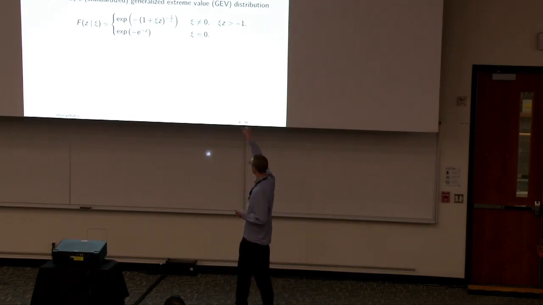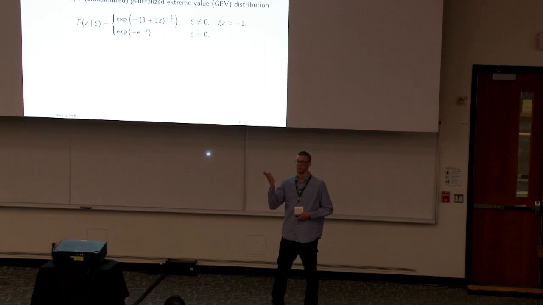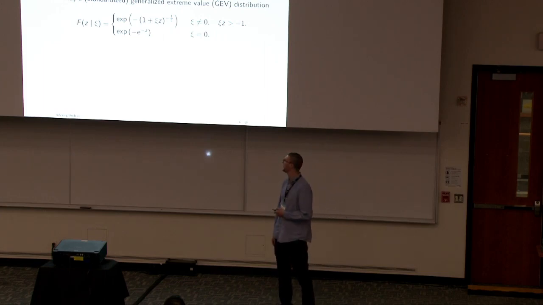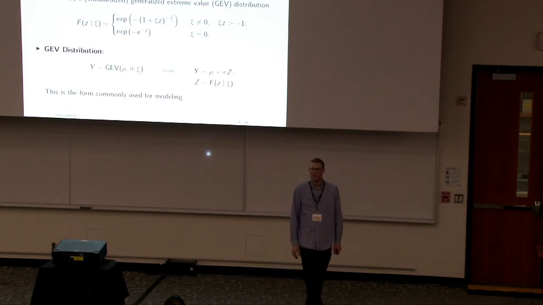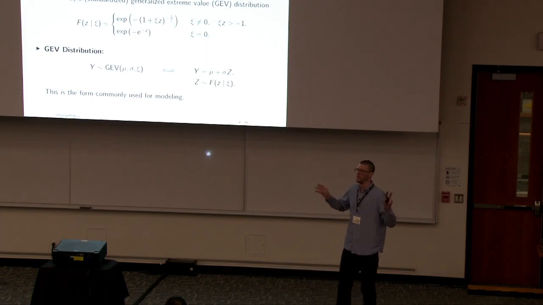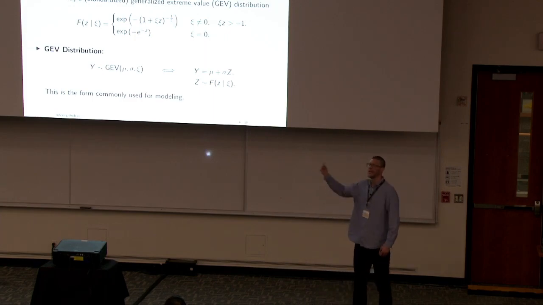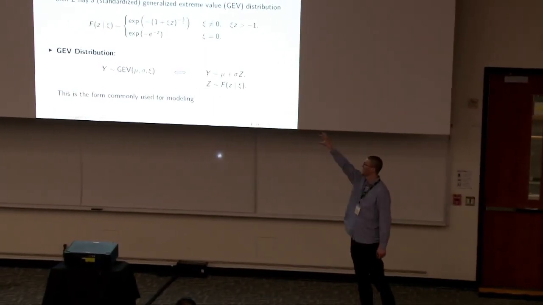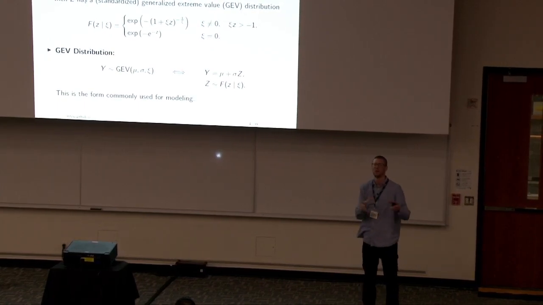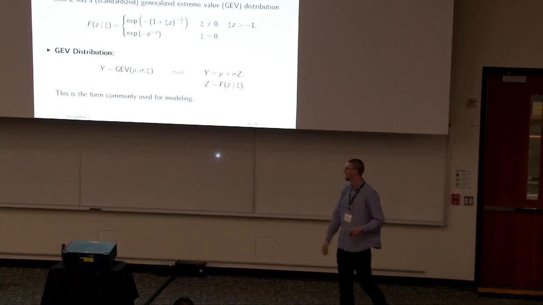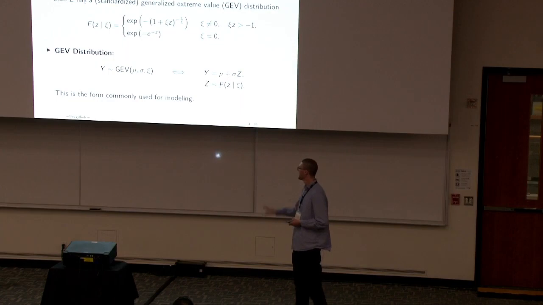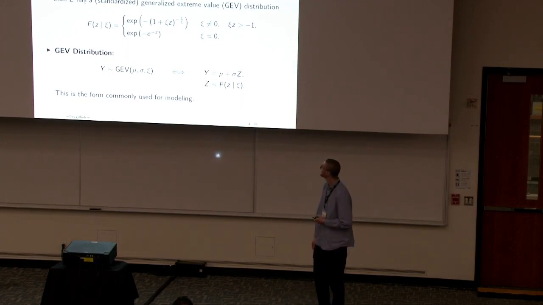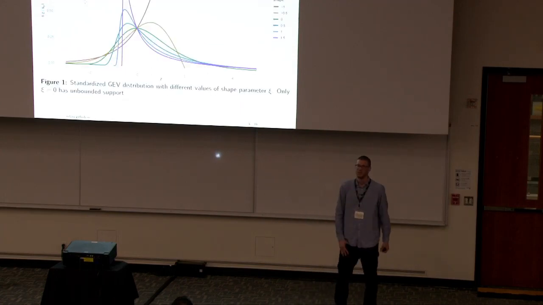And then over there on the right-hand side, you see there's this kind of restriction. That's a support restriction, which I'll get into in a second. So what I'll refer to as the generalized extreme value distribution is the location-scale version of that. Just take that kernel, and then you can move it around and scale it a little bit as well. That's the form that we're going to use for modeling. Let me show you a couple of them here.